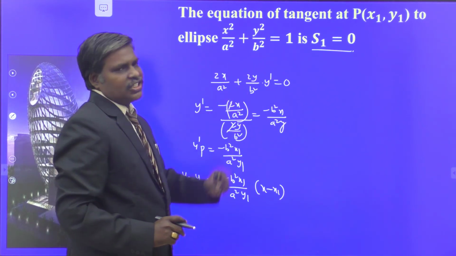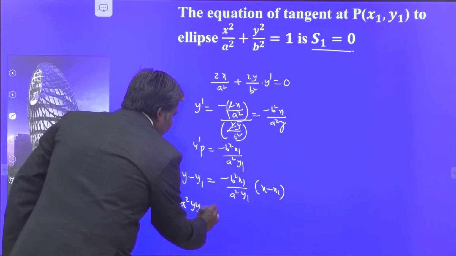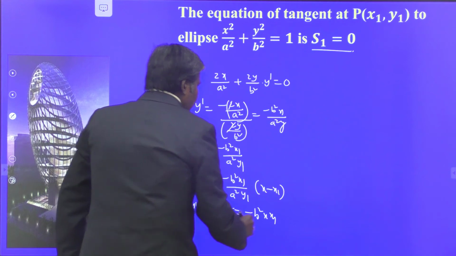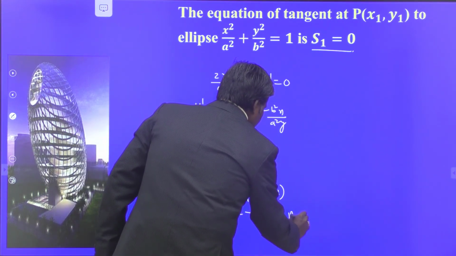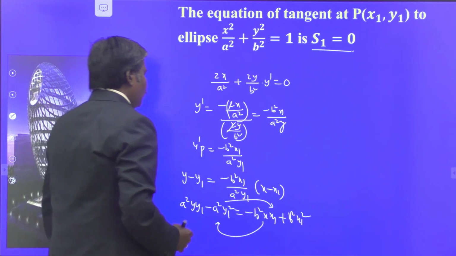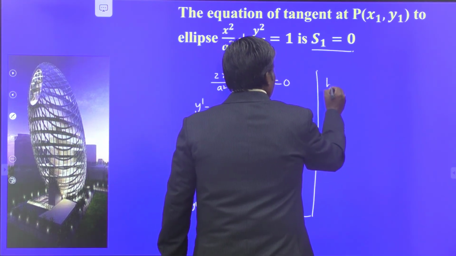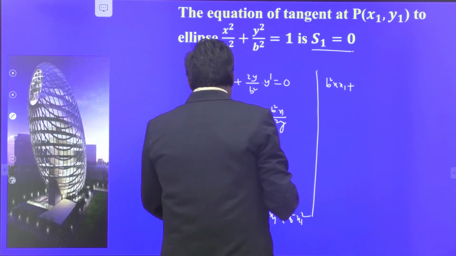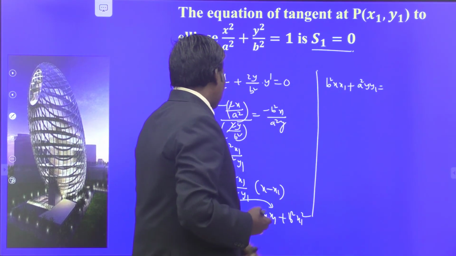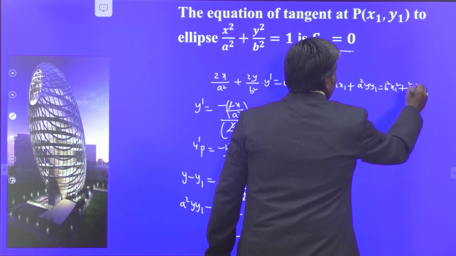On simplifying, we get S1 is equal to 0. So a square y y1 minus a square y1 square is equal to minus b square x x1 plus b square x1 square. So take this term into the left side and take this one into the right side. What we get? b square x x1 plus a square y y1 is equal to b square x1 square plus a square y1 square.